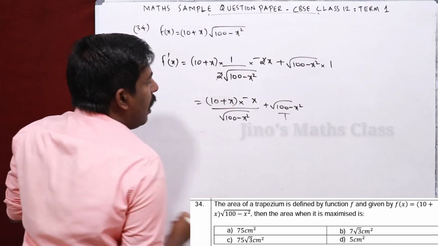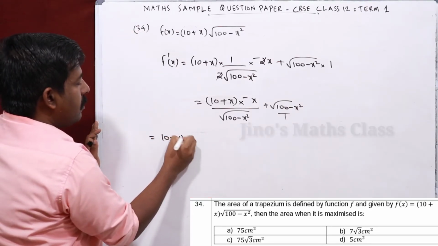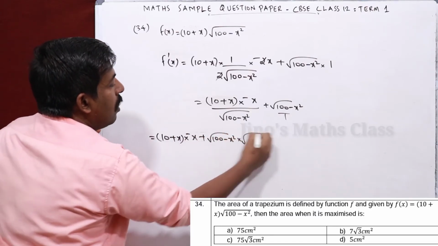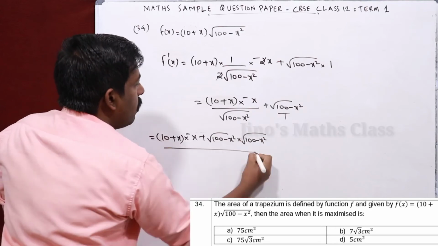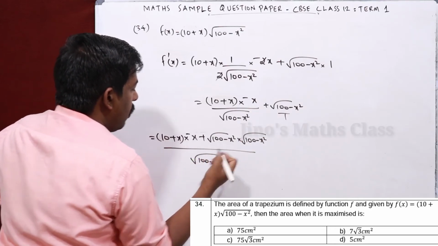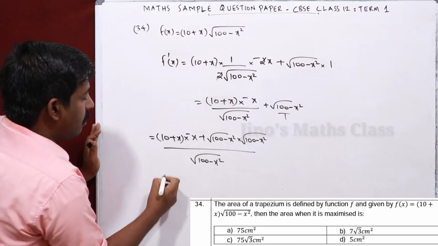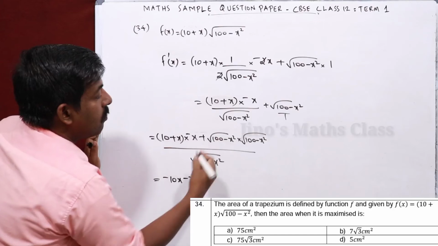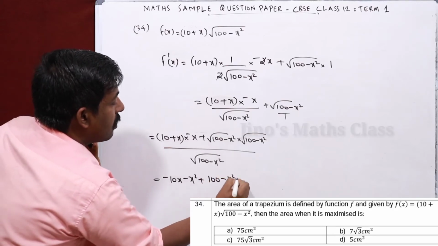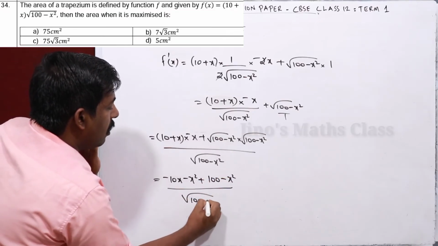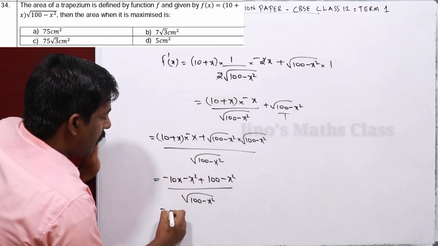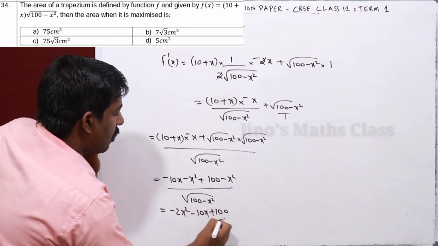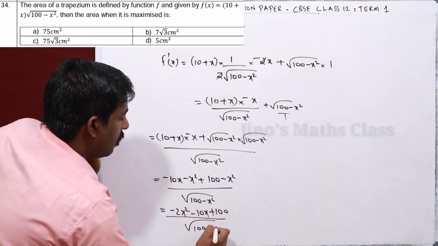Now we can cross multiply. At the time it will come as 10 plus x into minus x plus square root of 100 minus x square into square root of 100 minus x square, all divided by square root of 100 minus x square. So that is equal to, when we multiply this minus x inside, we will get minus 10x. Here it is minus x square, and here the square root will go and we can directly write it as 100 minus x square, all divided by square root of 100 minus x square. So that is equal to minus 2x square minus 10x plus 100, all divided by square root of 100 minus x square.